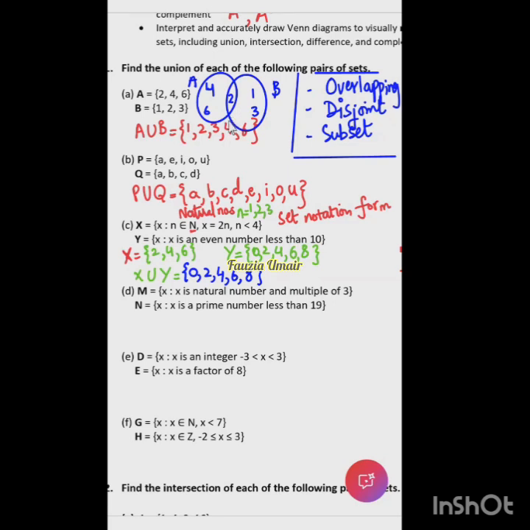Same is the case here between P and Q. This A will come in the overlapping area, and then these elements like A, E, I, O, U belong to set P, and B, C, D belong to set Q, right? So this is also overlapping. So now what about in set C? What kind of formation is this? X is 2, 4, 6. Y is 0, 2, 4, 6, 8. So what kind of formation is this out of these three?